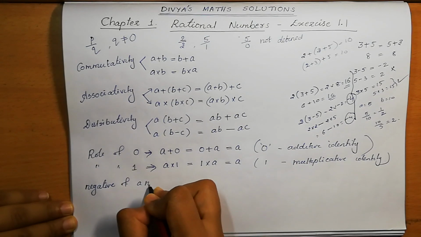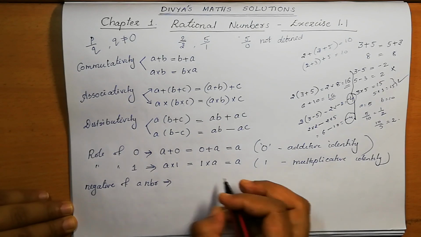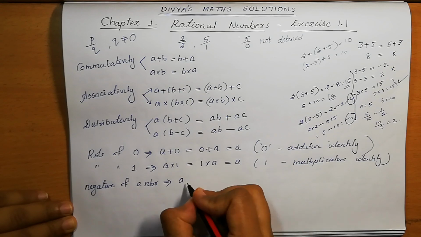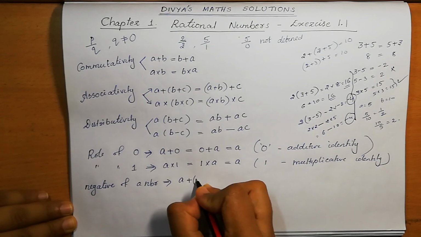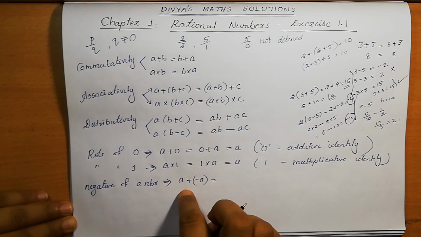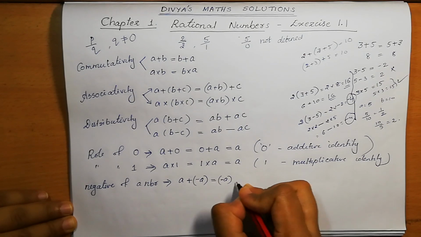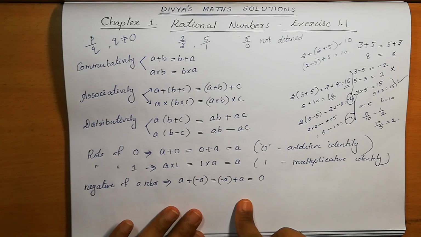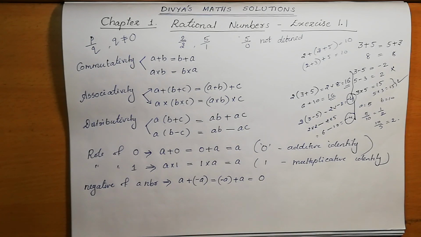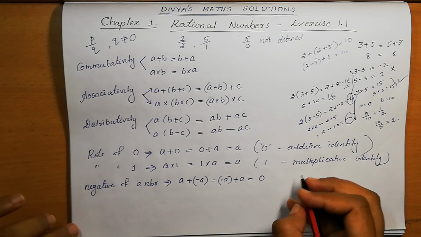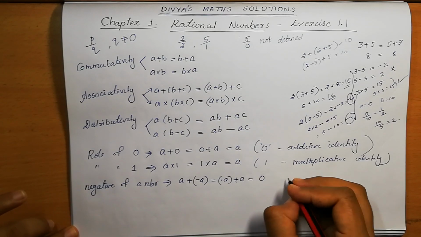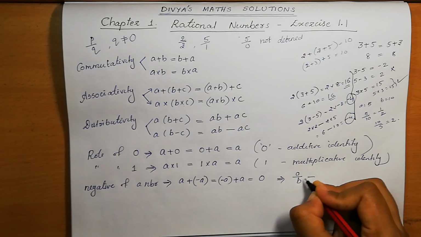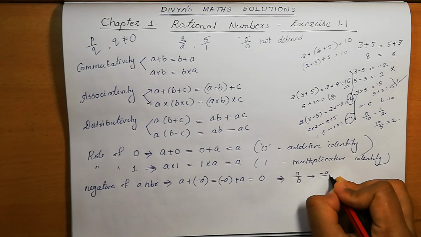Negative of a number. I am taking the number as A. Then adding negative to its number. So A plus negative of A, that is minus A, is same as minus A plus A equal to 0. If you are adding negative to a number, the answer is 0 only. So in case of rational number, how we can write? If A by B is a rational number, the negative of A by B is minus A by B.